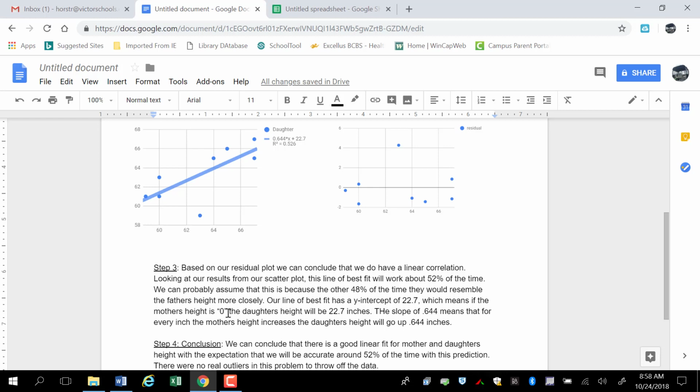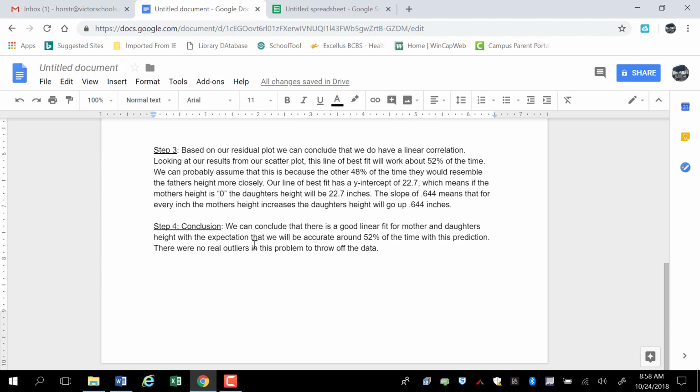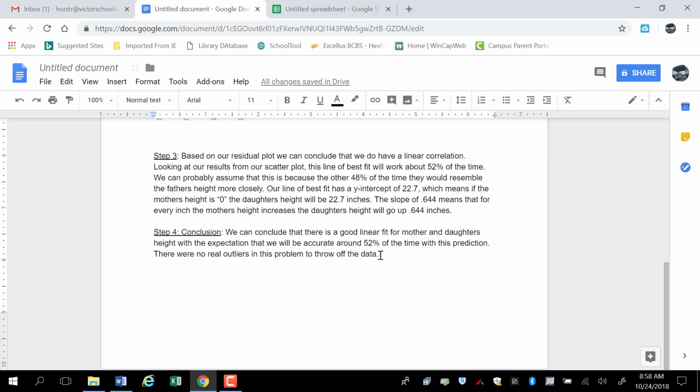Obviously, there's no height of 0 for somebody, but it starts at 0, and the slope in this case means that for every inch we go up from 0, the daughter's height is going to go up 6.64 inches. So that's what needs to be in step 3. Is it linear or not based on the residual plot? What does the R squared mean? Slope and y-intercept. There we go. Then we just write a simple conclusion. We conclude there's a good linear fit for mothers' and daughters' heights, with the expectation that we will be accurate around 52% of the time with this prediction. There are no real outliers in the problem to throw off the data.